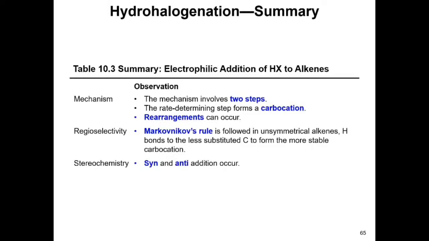In terms of mechanism, the mechanism involves two steps, in which the first step is the formation of the carbocation, and rearrangement is possible. Then the second step is the attack of the nucleophile, which is the halide ion. In terms of regioselectivity, we have to follow Markovnikov's rule for unsymmetrical alkenes, in which the hydrogen is bonded to the less substituted carbon atom, and the halide ion bonds to the more substituted carbon atom. Finally, in terms of stereochemistry, syn and anti-addition occur at the stereogenic center.